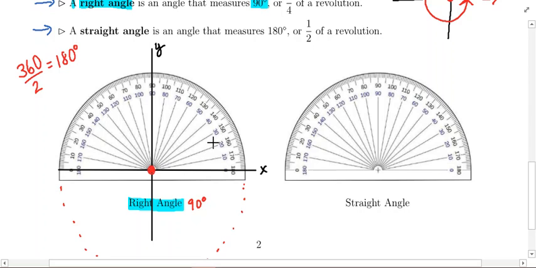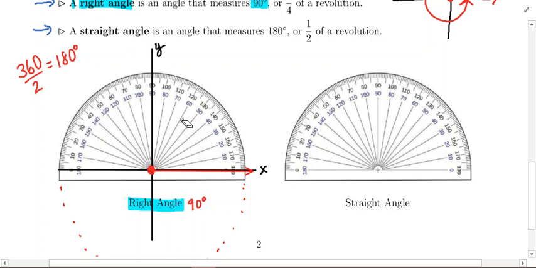Because it's in standard position, the initial side has to correspond with the positive x-axis. So we will draw the ray like this, where it lines up with the positive x-axis. And then to draw a 90-degree angle, you're going to do a rotation. It is going to be a positive angle, so you're going to have to rotate counterclockwise, so in this direction. And you're going to rotate through 90 degrees.